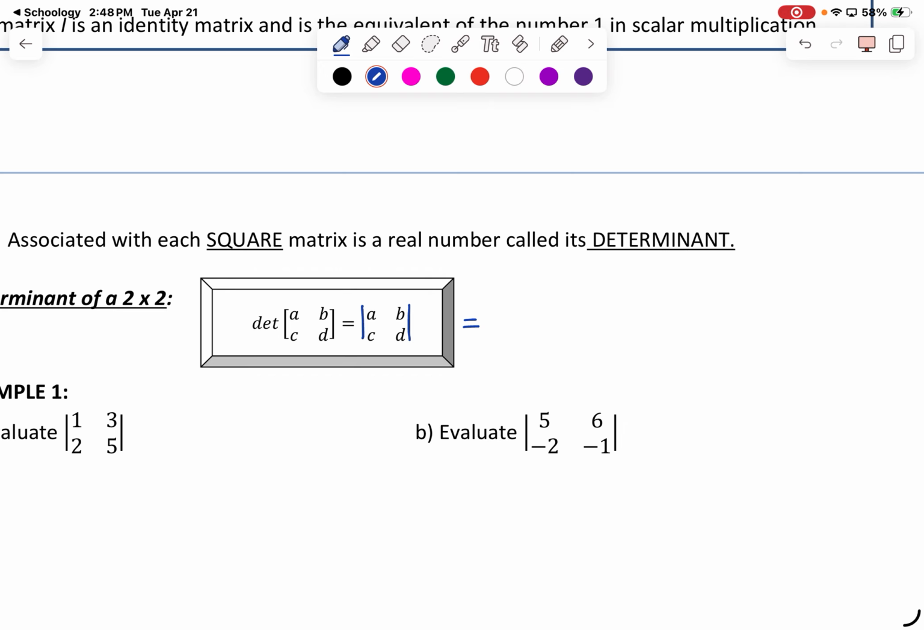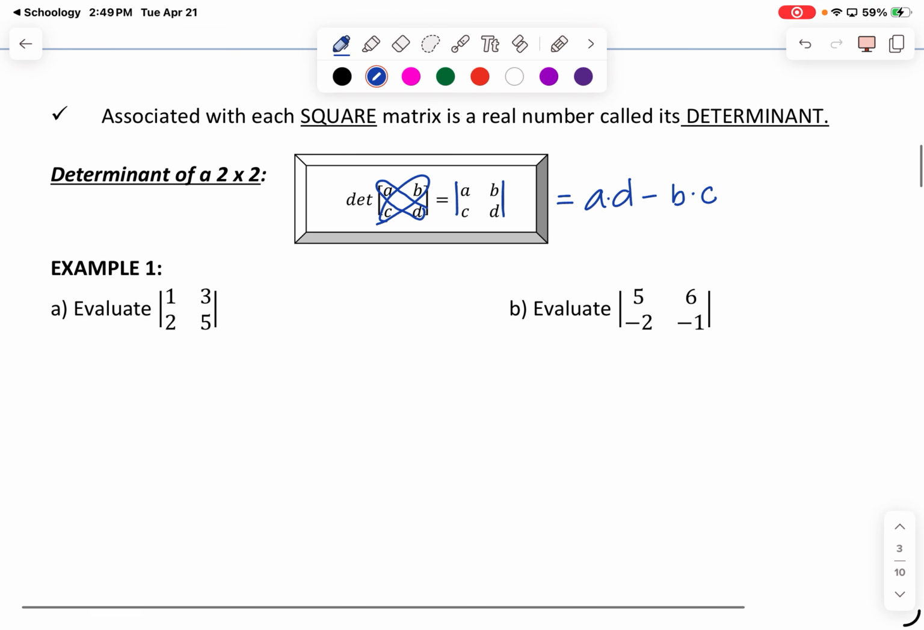To find the determinant, you're gonna multiply these two values, A times D, and then you're gonna multiply these two values, B times C, and you're gonna subtract those two values. So A times D minus B times C, and it has to be in that order. It has to be the 1-1 entry diagonal first. Okay, this only works for a 2 by 2, but that's it. But you need to know how to do this in order to find the inverse.